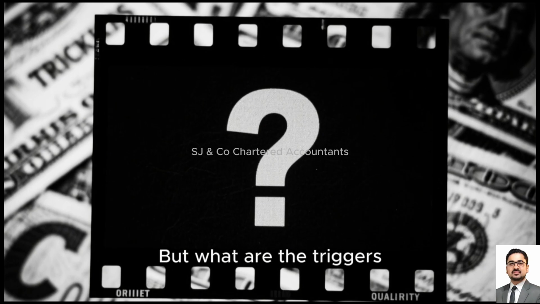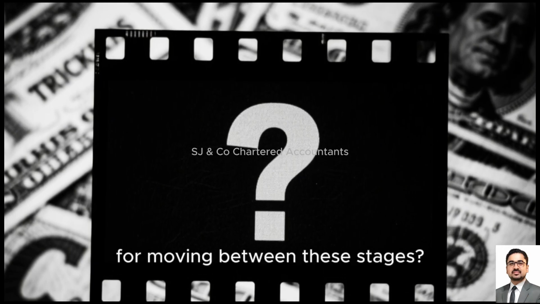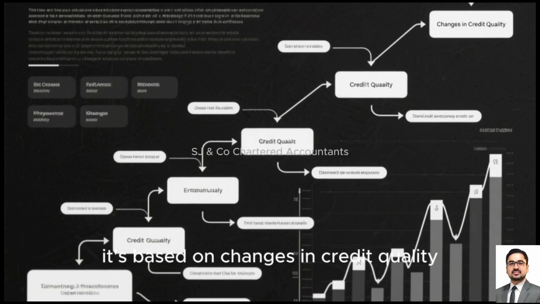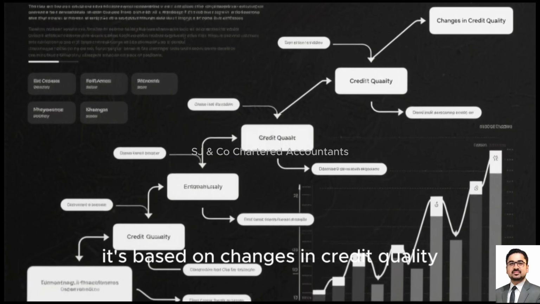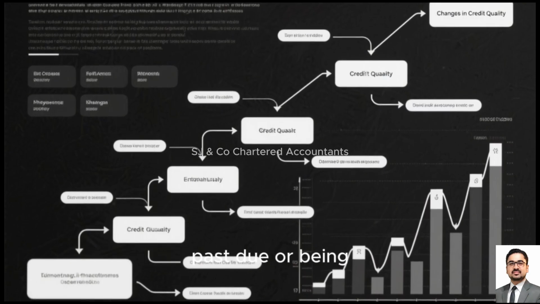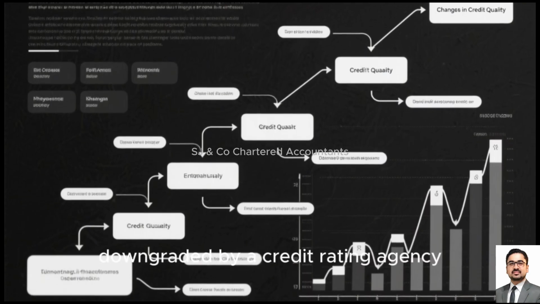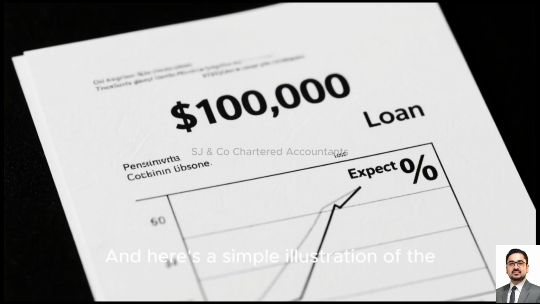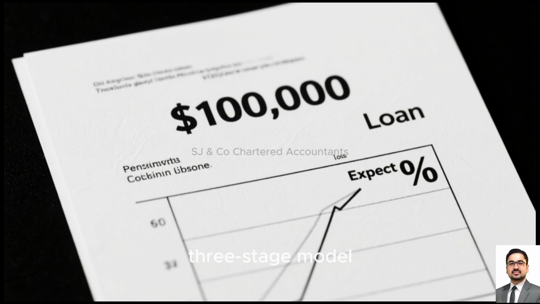But what are the triggers for moving between these stages? Well, in general, it's based on changes in credit quality, such as the borrower becoming 30 days past due, or being downgraded by a credit rating agency. And here's a simple illustration of the three-stage model.